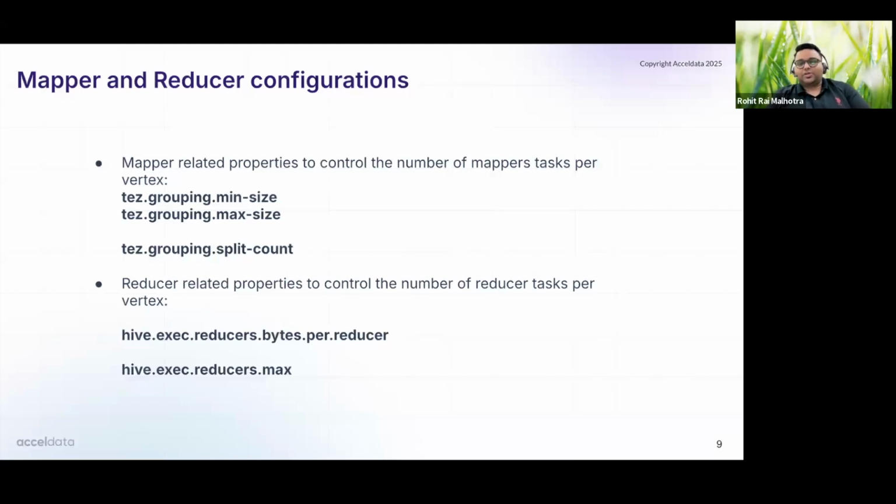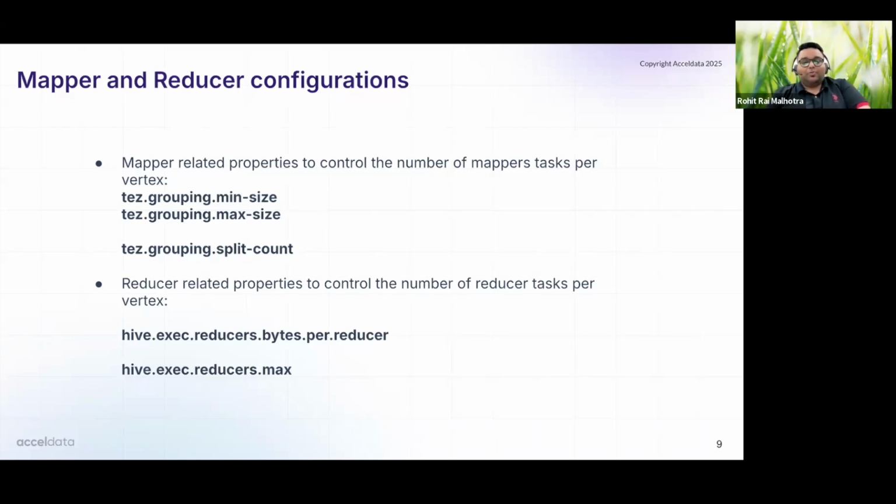Just note this is for individual reducer vertex, not for the whole query. So if there are three reducer vertex and the reducer max is set to 1,000, at max it can run 3,000 reducer tasks. So just keep that in mind as well.